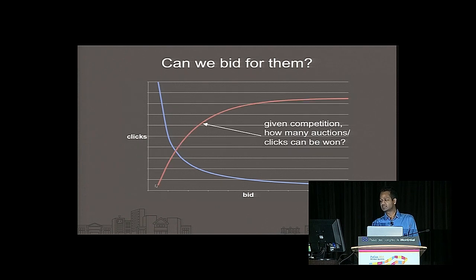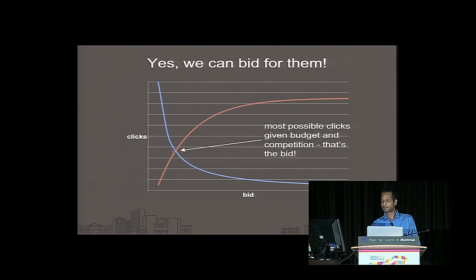Now this red curve is the competition curve, where the more you bid, you're going to win more auctions, and therefore in some sense you will also get more clicks. So of course you can see these are two contrasting curves, and therefore the sweet spot is somewhere here, right? Such that you can fulfill your budget as well as win as many clicks as you can. So therefore, you should set your bid such that you come to this sweet spot, right?